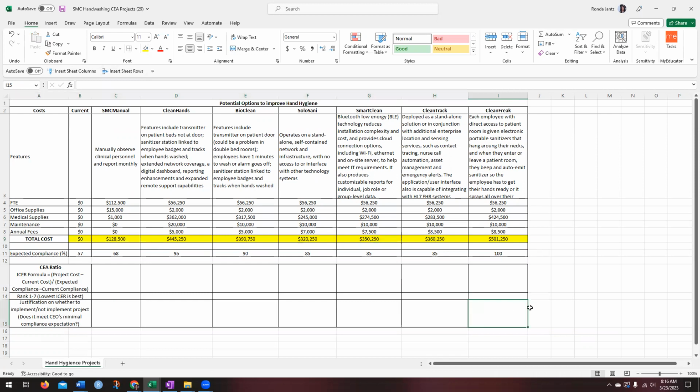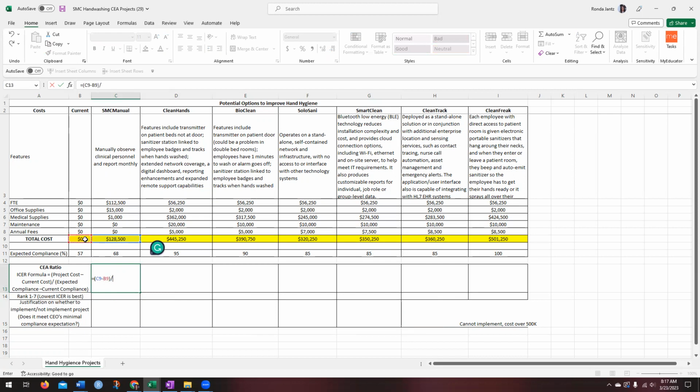And what we notice right away is Clean Freak is going to be more expensive than that $500,000 limit. So we could already go down here and write in the justification, cannot implement, cost over 500K. And so over here, we're also going to see some issues with compliance. Remember, the compliance rate was supposed to be 90%. So you're going to have some things you can enter there as well. But before we get to doing it everywhere, let's go ahead and calculate our CEA ratio and do our ranking. So for our first one, we are going to do an equals project cost, which is here, minus our current cost, which is 0.